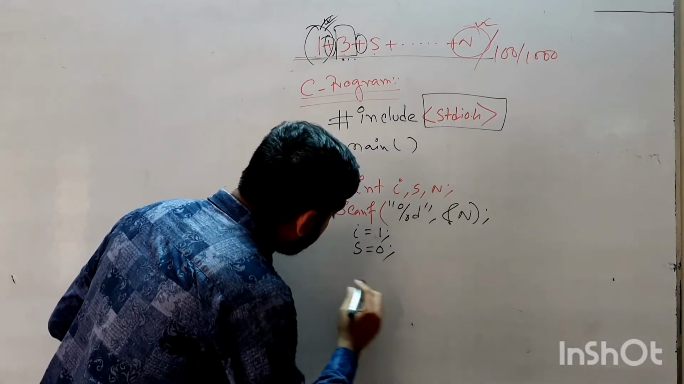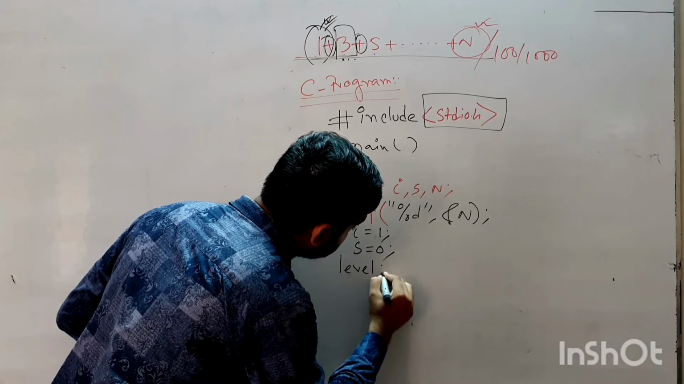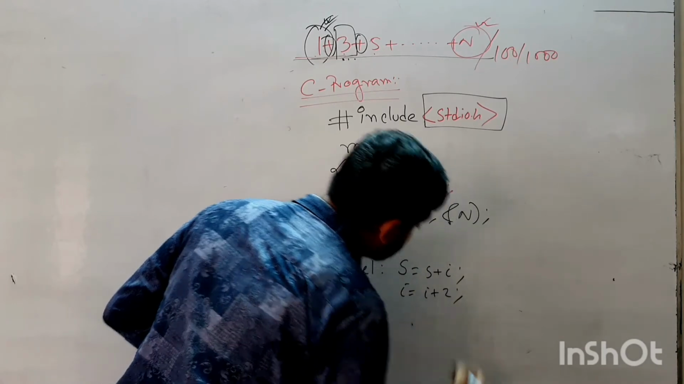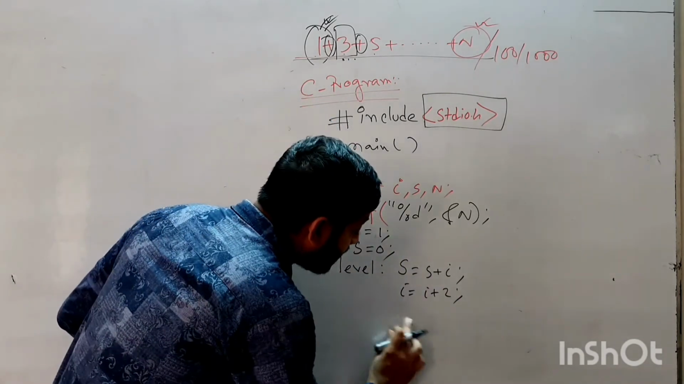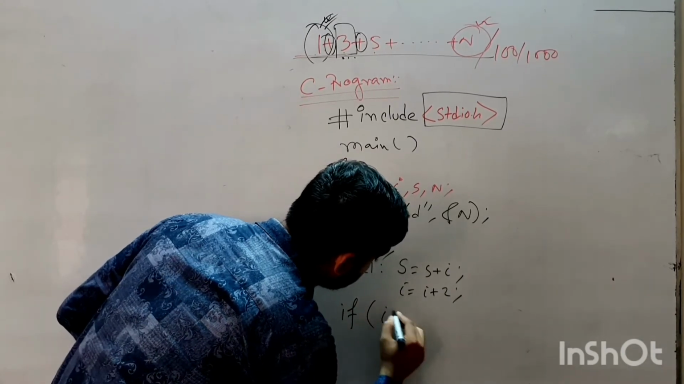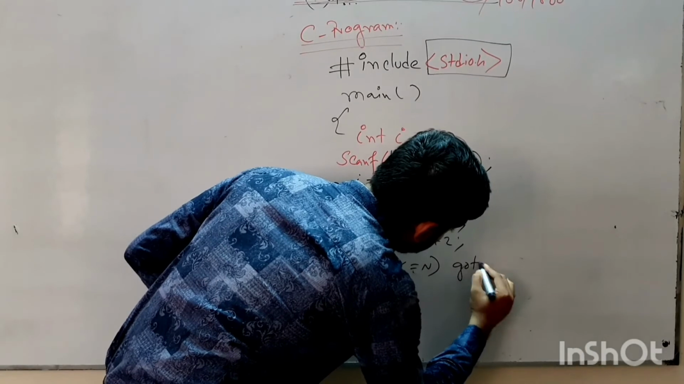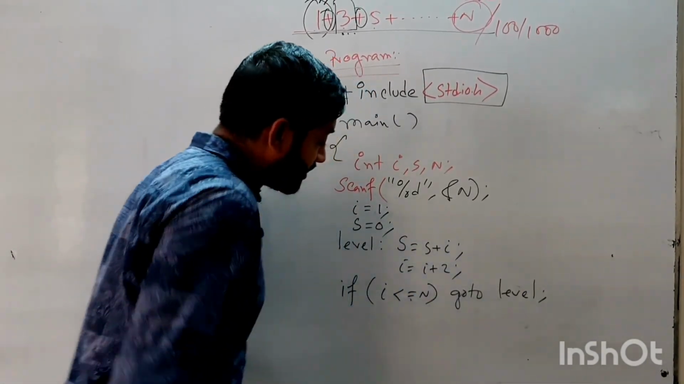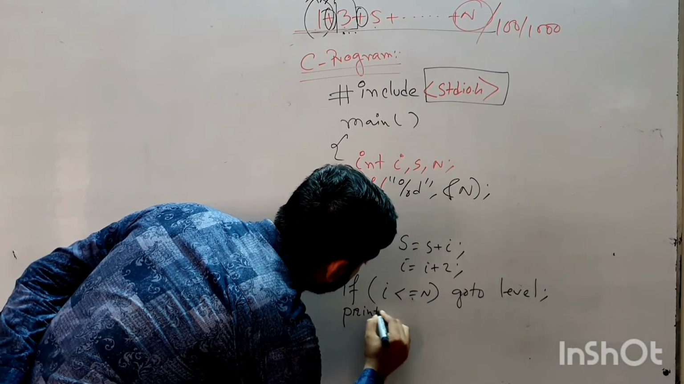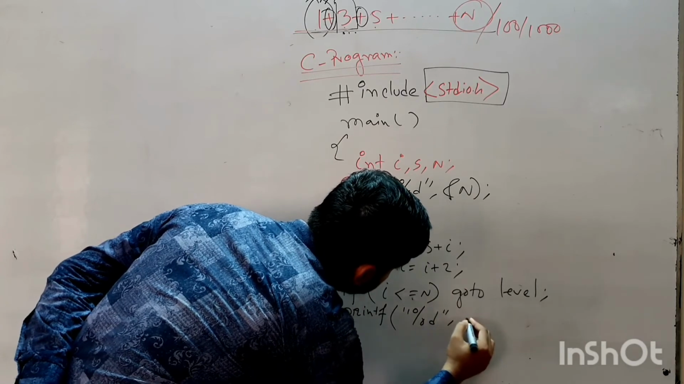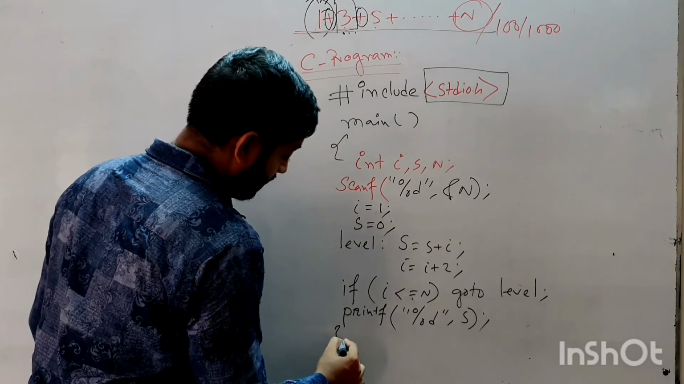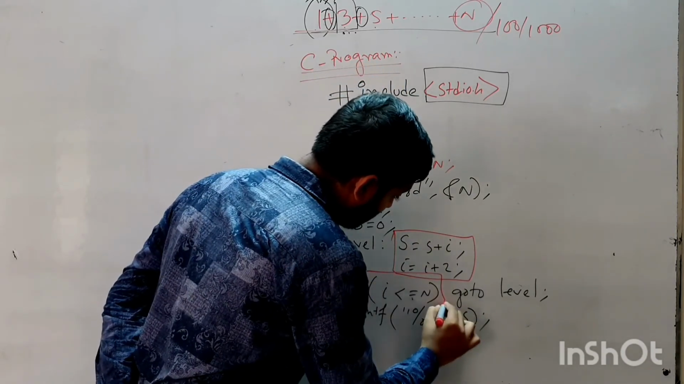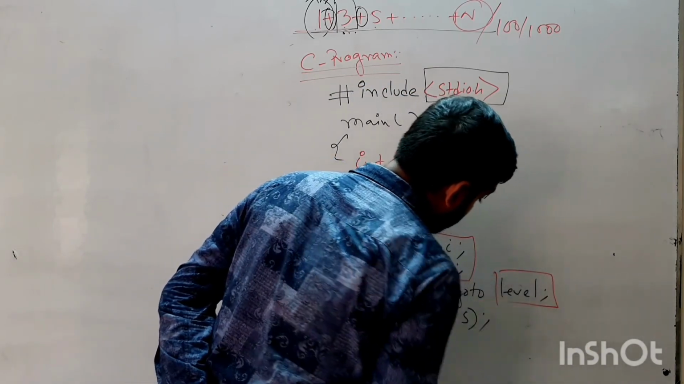Then I have to write the jump, that means the label. The work I have to write here is s equals to s plus i and i equals to i plus 2. This jump will work if this condition is true: if goto that label. So if this condition is true, then this label will work. After that we have printf with %d for s. So these are the work we have to finish. If your condition is true, then you can go to that label.